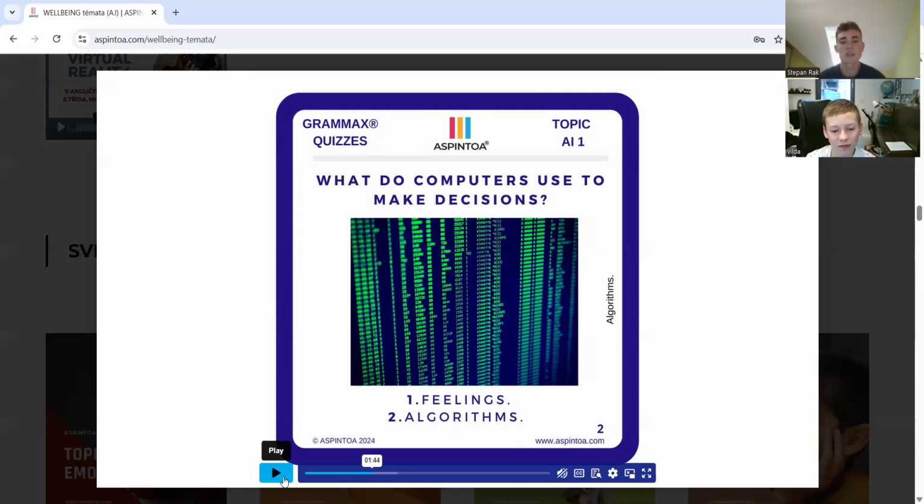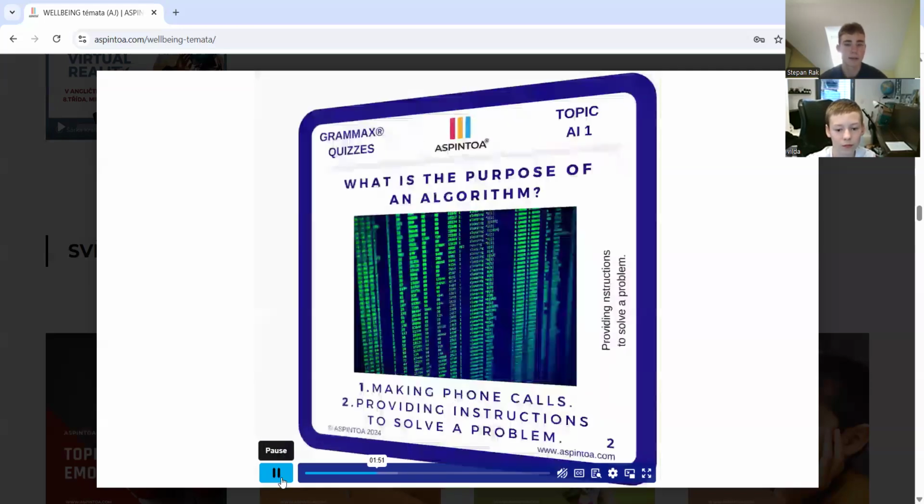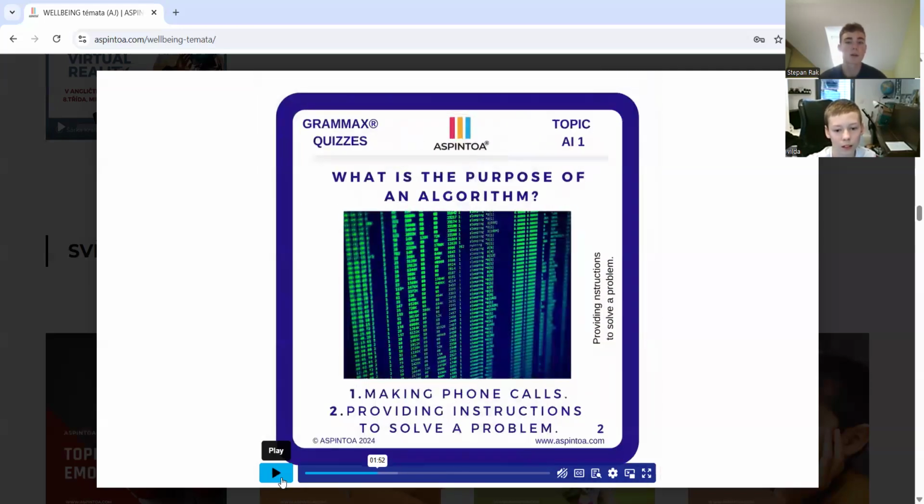And what do computers use to make decisions? Feelings or algorithms? Algorithms. Yeah, exactly. So some pre-programmed code. And what is the purpose of an algorithm? Making phone calls, or providing instructions to solve a problem? Providing instructions to solve a problem. Yes, definitely.